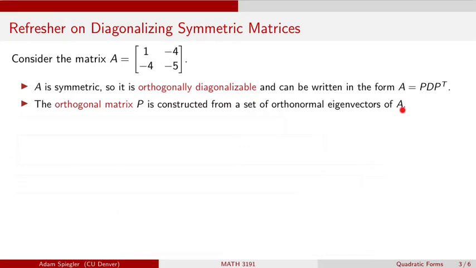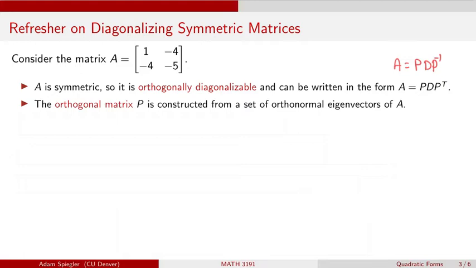We're going to set up matrix P by choosing a set of orthonormal eigenvectors of A. If A is not symmetric, we still may be able to diagonalize matrix A. In the general case, that looks like A equals P times D times P inverse. And here we have this nice special case. When A is symmetric, we can set up this matrix P so that it's orthogonal, and therefore the inverse of P, which usually might be very difficult to compute, is simply the transpose of P.